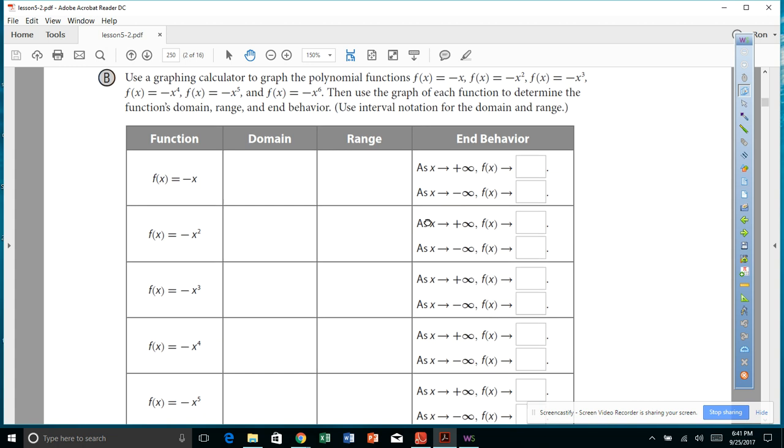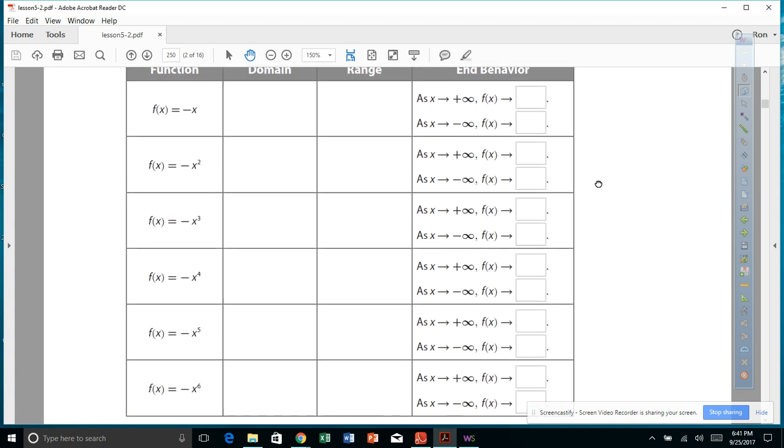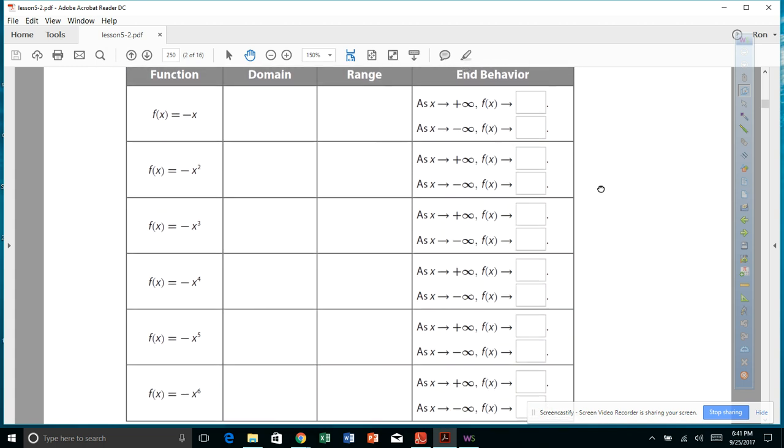Use a graphing calculator to graph the polynomial functions f of x equals negative x squared, negative x cubed, negative x to the 4th, negative x to the 5th, and so on. So let's see how the domain, range, and end behavior change.